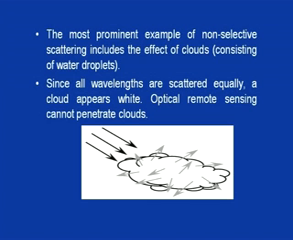The most prominent example of non-selective scattering includes the effect of clouds consisting of water droplets. Since all wavelengths are scattered equally, a cloud appears to be white. Optical remote sensing cannot penetrate clouds.